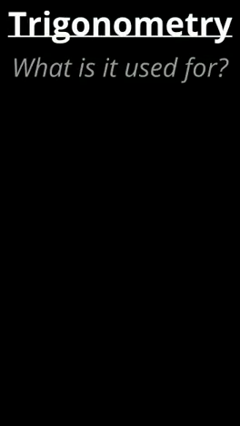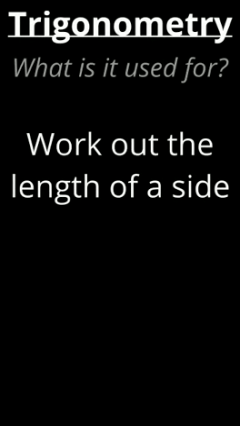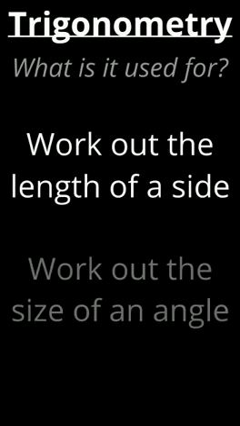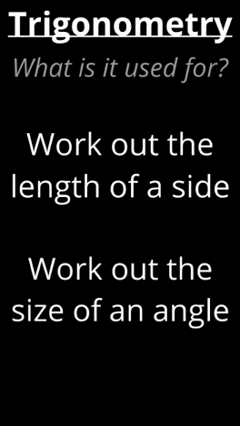Trigonometry can be used for one of two things, either to work out the length of a side that you don't know, or work out the size of an angle that you don't know. Those are the two things you can actually calculate using trigonometry.